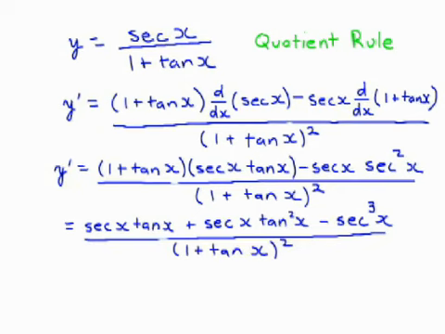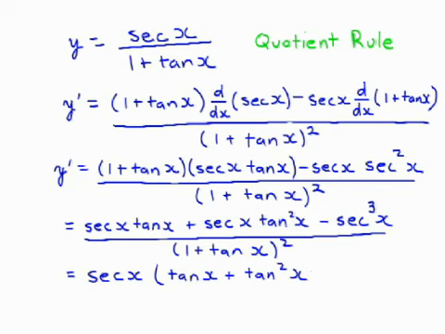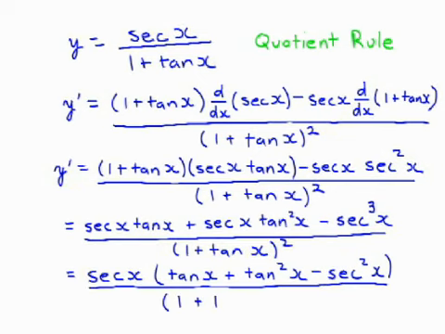Then if you look in the numerator, you'll notice that secant x is common to all three of those expressions. So we common factor out the secant x, and we end up with secant x times, in brackets, tangent x plus tangent squared x, subtract secant squared x. And then that is all divided by 1 plus tangent x squared.